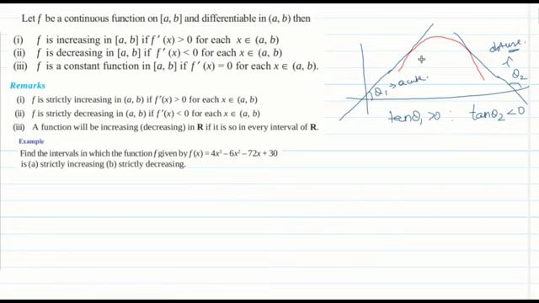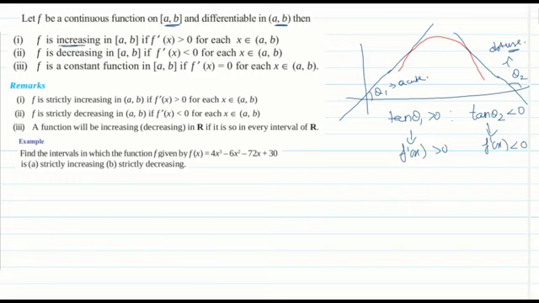So for increasing, we can see the slope is greater than 0. We know the slope in the derivative is nothing but f dash of x. f dash of x greater than 0 means it is increasing. f dash of x lesser than 0 means it is decreasing. That is what is happening over here, children. Let f be a continuous function on the closed interval a comma b, and differentiable in the open interval.